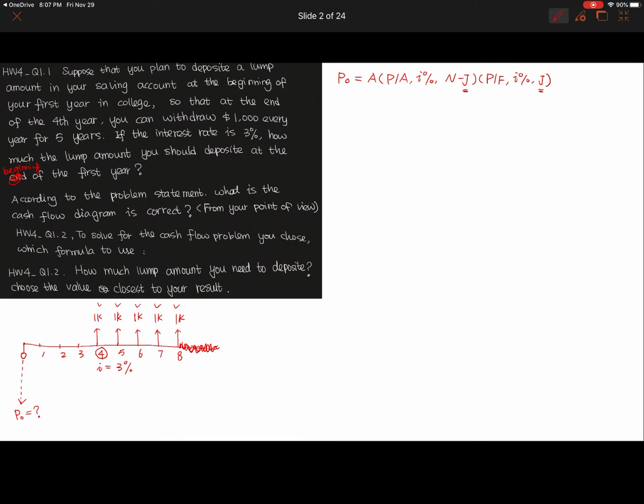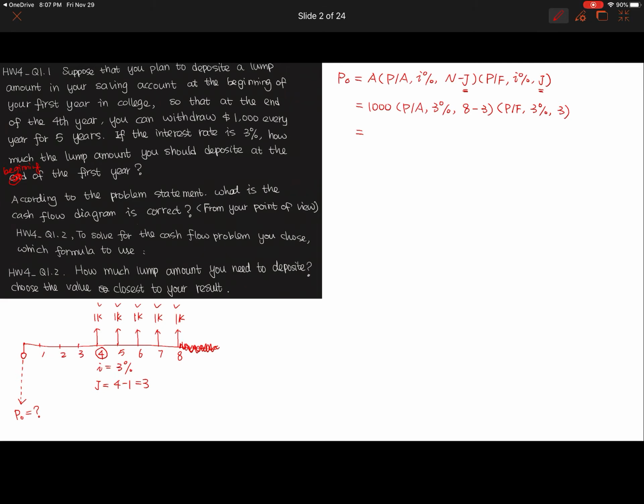So in this case, where you start the cash flow at year 4, your J is going to be 4 minus 1, which is 3. That's how you find your J. A is your annuity, which is 1,000 in our case. And P/A, I% is 3%, and in our case it's 8, minus J is 3, right? And then P/F, 3%, and J is 3.